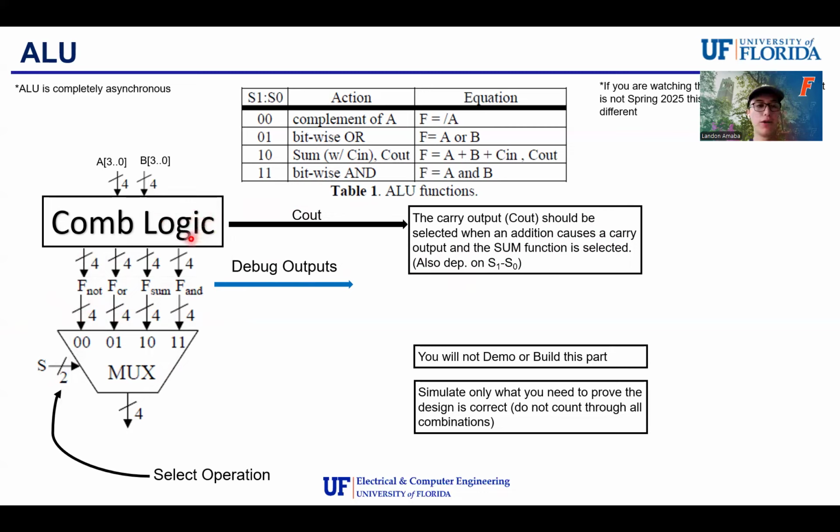So to break this down a little bit further of what will be in this combinatorial logic block is you'll basically be performing all of these actions. So you'll take A and you'll basically negate every single bit. And then F, you'll do a bitwise OR between A and B. Same for the sum, same for the AND. This part will be pretty simple. It's laying the foundation for how you can manipulate the mux and combinatorial logic to perform operations.